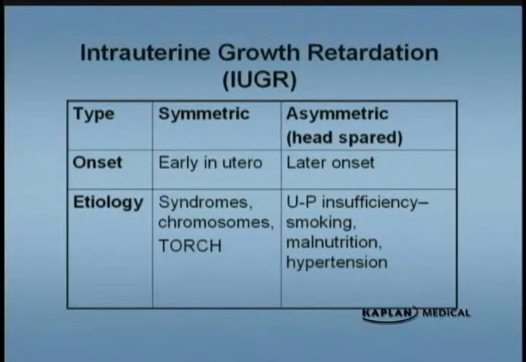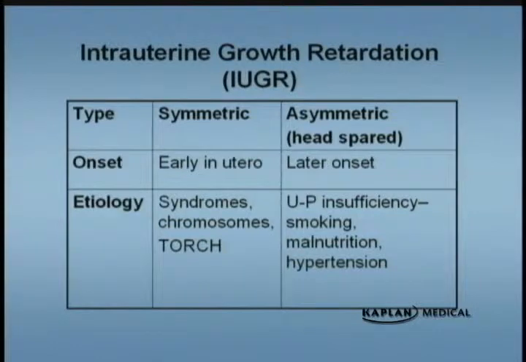As opposed to symmetric, symmetric means that the whole body has been deprived of nutrition or oxygen. And then if it's symmetric, that means the head has not been growing and neither has the body, and that means the brain has not been growing, and that's not as good an outcome. The onset of symmetric, as you see there, is earlier in utero, whereas asymmetric, the head has already grown, the brain has already done some growth later in onset.